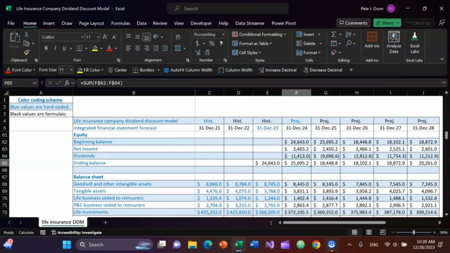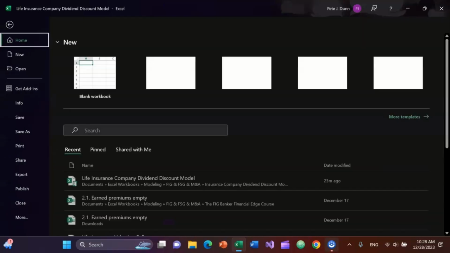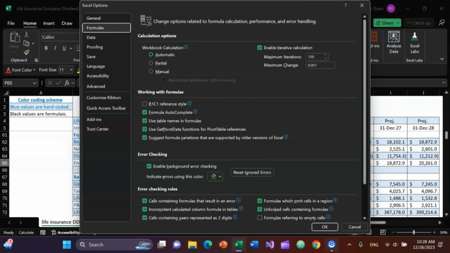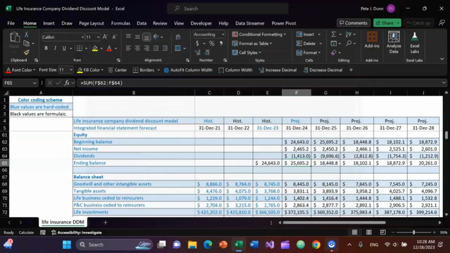Before we go further, I want to remind you guys that there are some intentional circularities built into this model, as is the case with most robust three financial statement models. So you have to tell Excel that the circularities you have are intentional. To do that, press Alt, F as in Foxtrot, T as in Tango. Open up the menu, arrow down to formulas. You can see I've already checked enable iterative calculation. That's key. That's telling Excel that the circularities I've built into this model are indeed intentional. Press escape to get out of that.